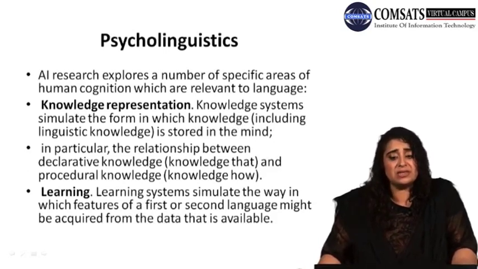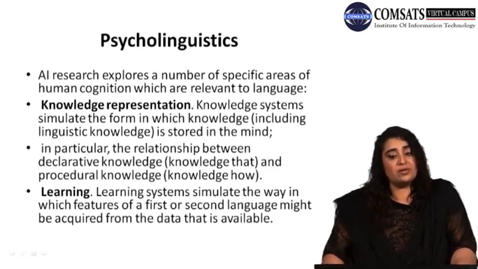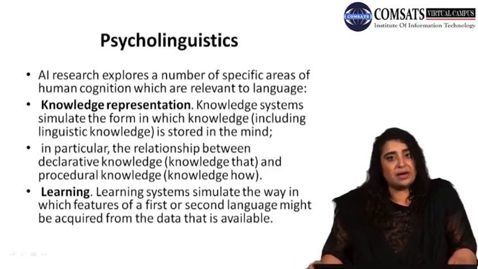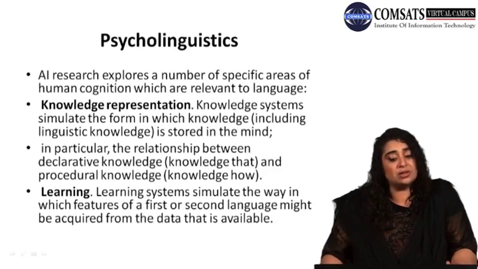So knowledge representation: knowledge systems simulate the form in which knowledge, including linguistic knowledge, is stored in the mind. How the system works and how we obtain knowledge and how we store that in our brains. In particular, the relationship between declarative knowledge, knowledge that, and procedural knowledge, knowledge how. So knowledge that we obtained and how we obtain it. So learning would be another process.